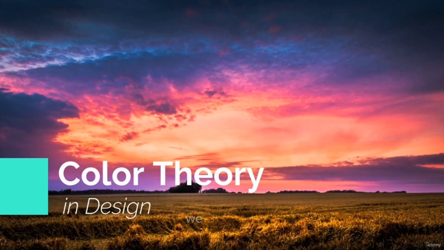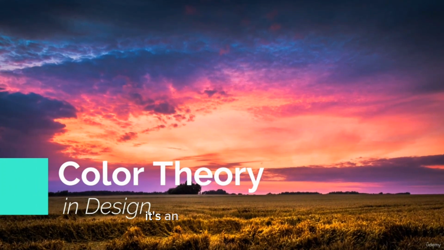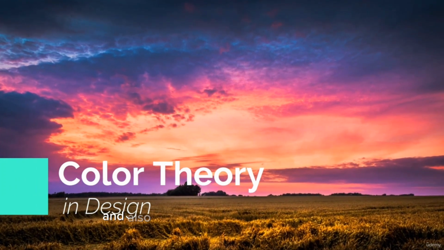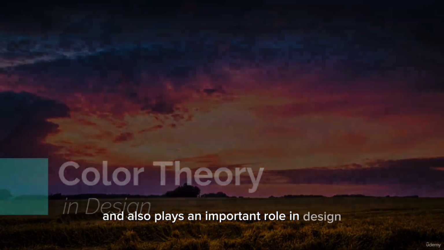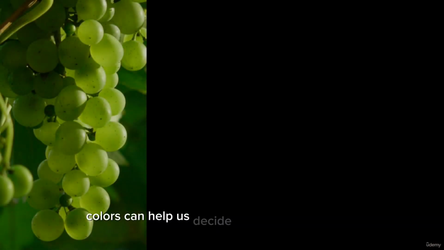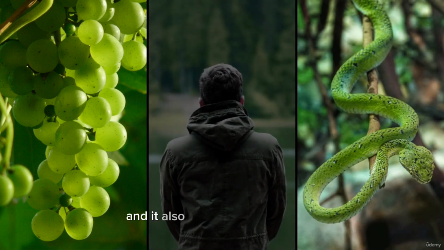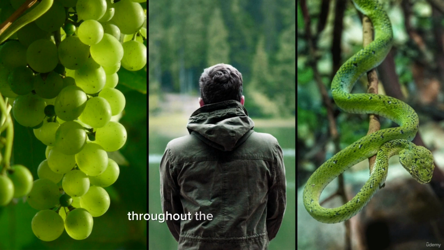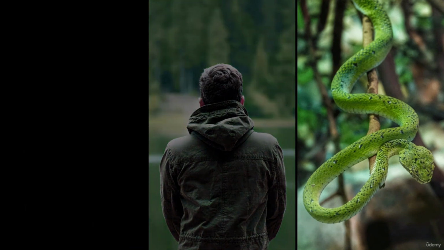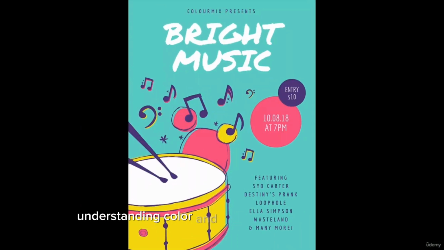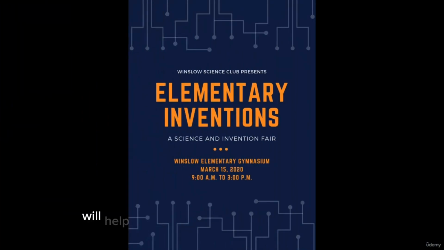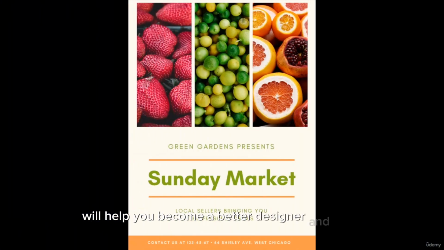Everywhere we look, we see color. It's an important part of life and also plays an important role in design. Colors can help us decide what food we can eat. It can alert us of danger. And it also helps us make choices throughout the course of our day. Understanding color and the way that we see color will help you become a better designer and artist.